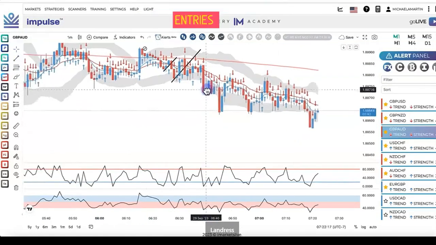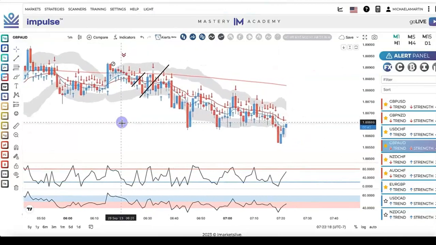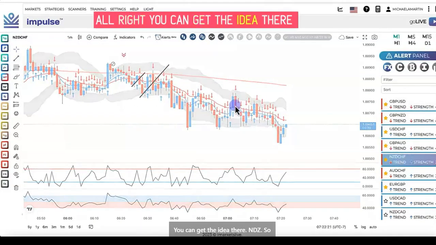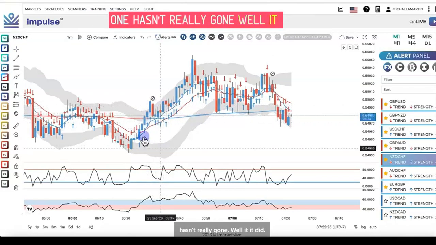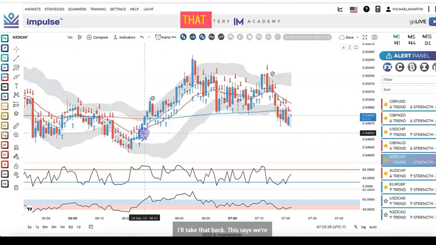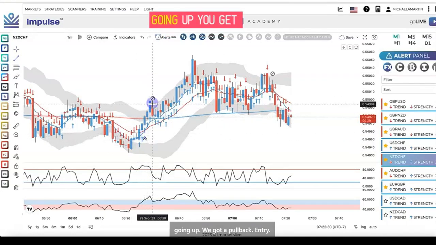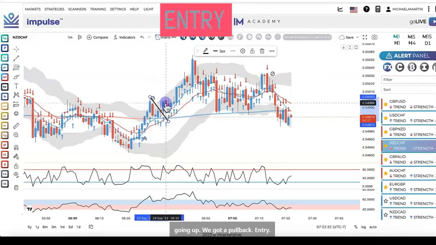All right, there's little entries. You get the idea there. And this one's a buy. Now, this one hasn't really gone. Well, it did, yeah. There was one here. Never mind, I take that back. This says we're going up. You get a pullback entry, boom.